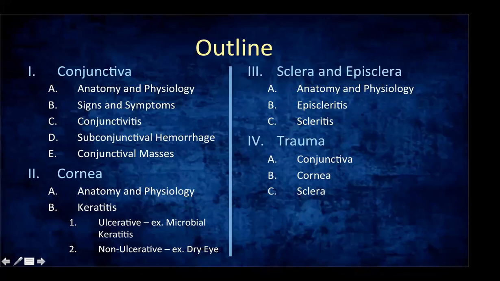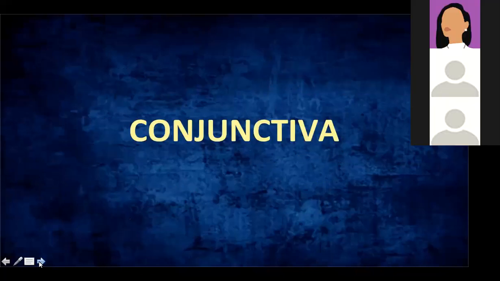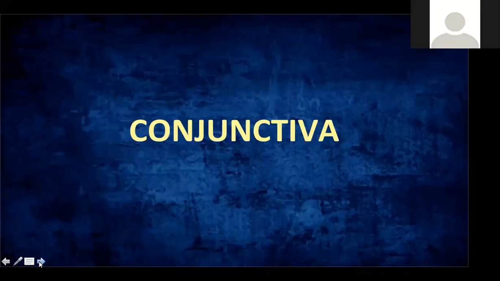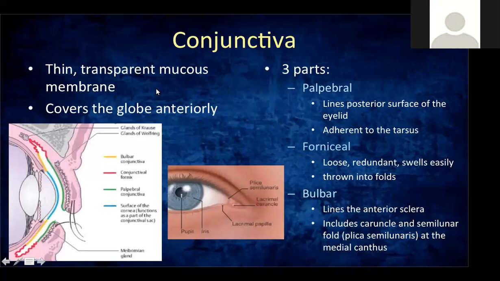You know, trauma in the conjunctiva, the cornea, and the sclera. So let's first tackle the conjunctiva. You all know it's that clear, transparent membrane that covers the globe anteriorly. So it's transparent, you don't really see it, but you do have blood vessels running within it and over it. It covers the globe again anteriorly with three parts.